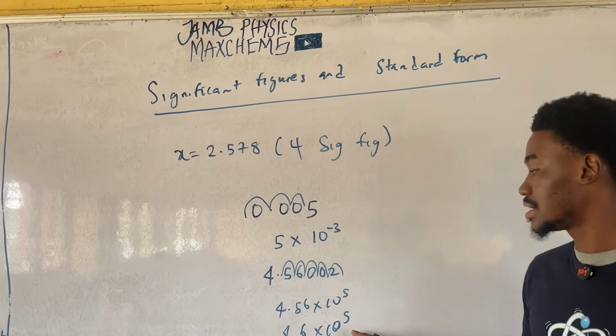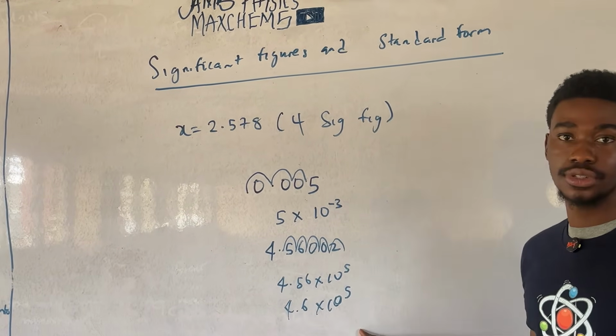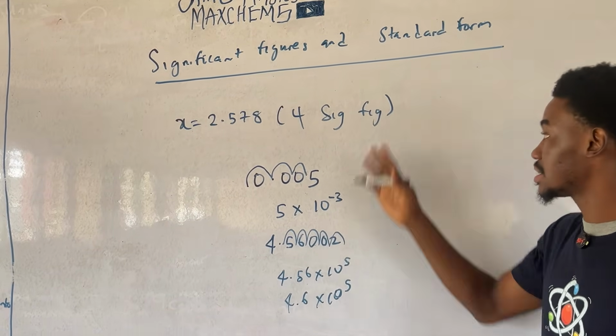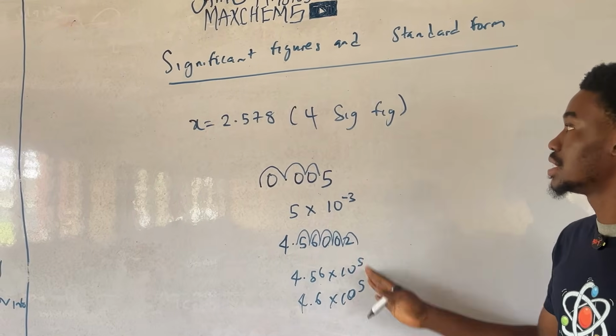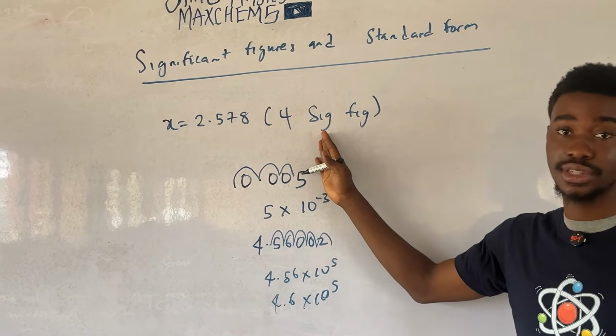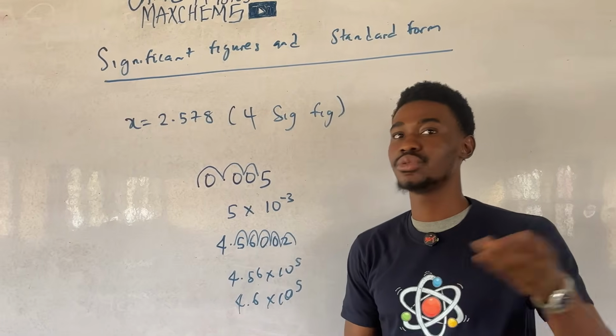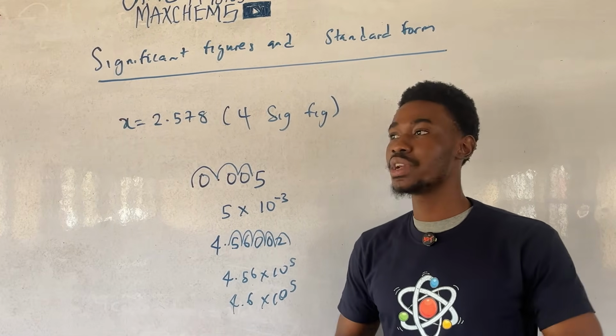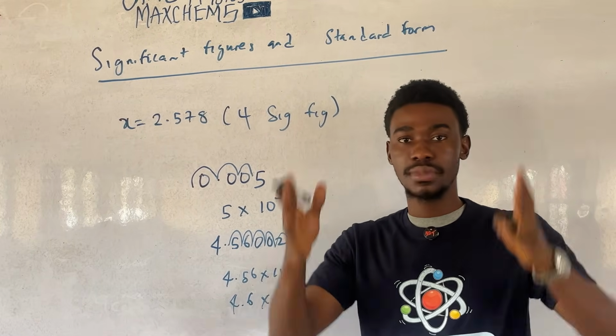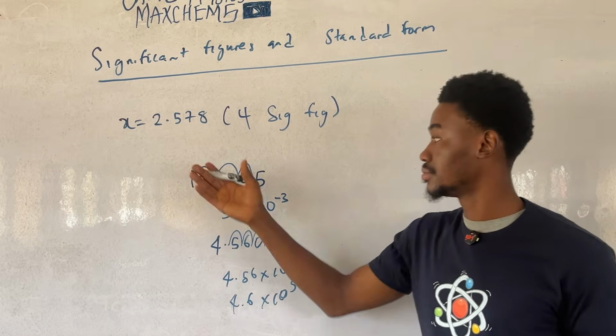This is more accurate than this because this is a rounded up value. But in essence, this is how you write standard form, and this is significant figures. It is used to report values like decimal values and a way to express them properly or to make our work neater. So there you have it.